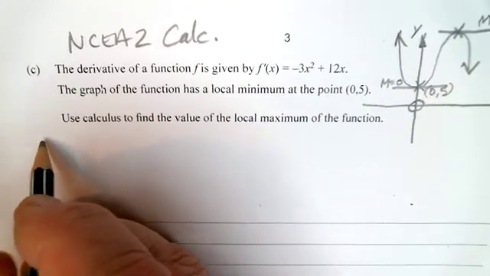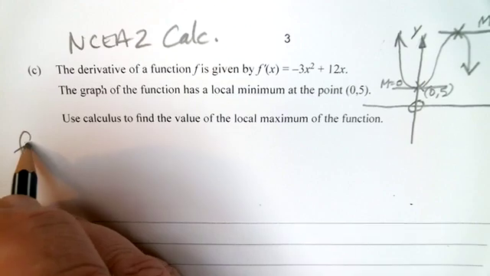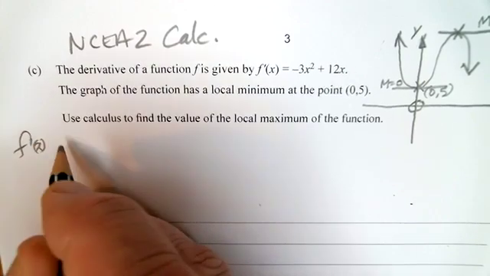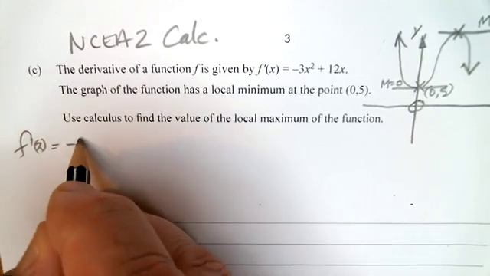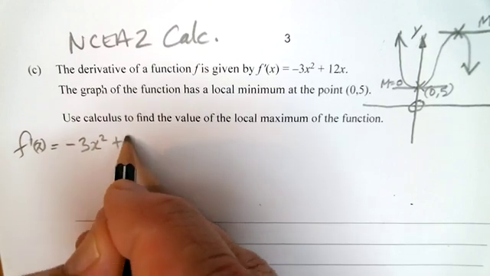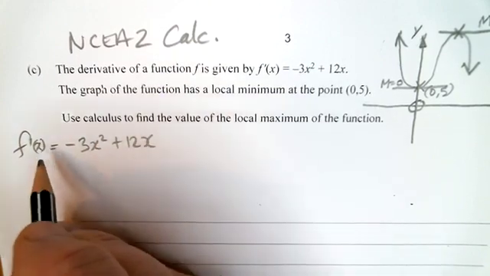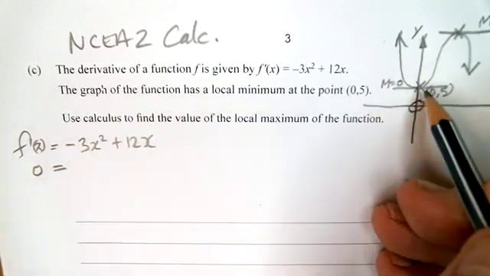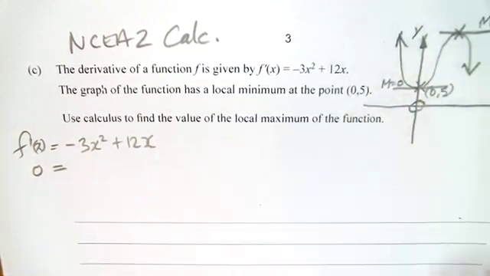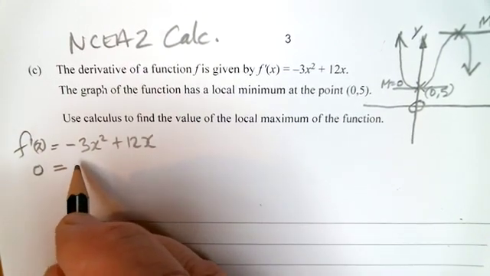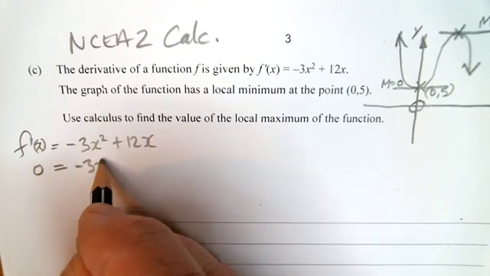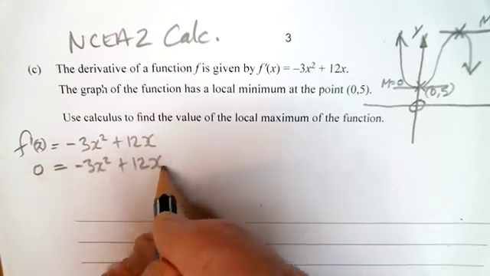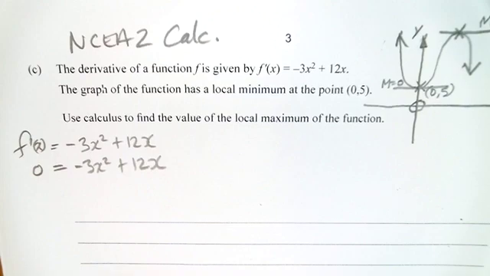So I've got f dash x, or if you like, f prime x, is equal to negative 3x squared plus 12x. I'm going to make this equal to 0. Now, if I make it equal to 0, it's going to give me both the minimum and the maximum at the same time, because it will give me two different possible solutions. So here it is. I've got negative 3x squared plus 12x. And I'm going to go ahead and actually factorize that.